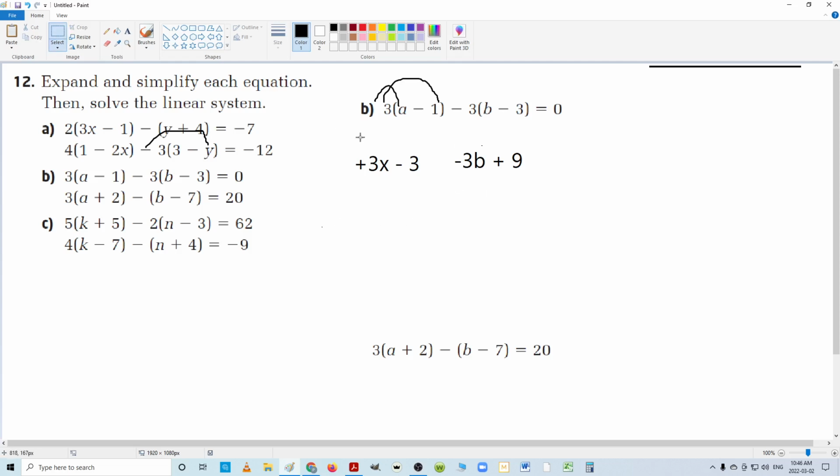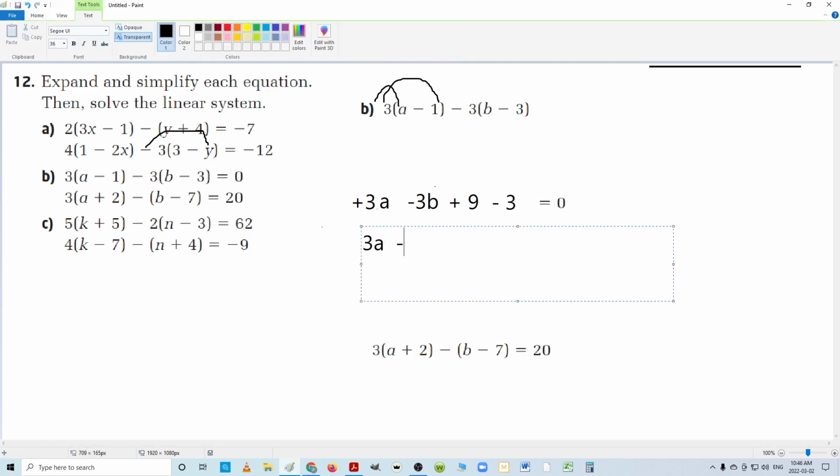Now I want to rearrange it. I can see I have a plus 3x, which is fine. Oh, sorry, it's plus 3a. Sorry, I get into the habit of using x, so we'll just replace that. And I can move the minus 3b here. I can even put the plus 9 next and subtract 3, and don't forget it equals 0. And it's clear that 9 minus 3 is 6. So I get 3a minus 3b plus 6 is equal to 0.